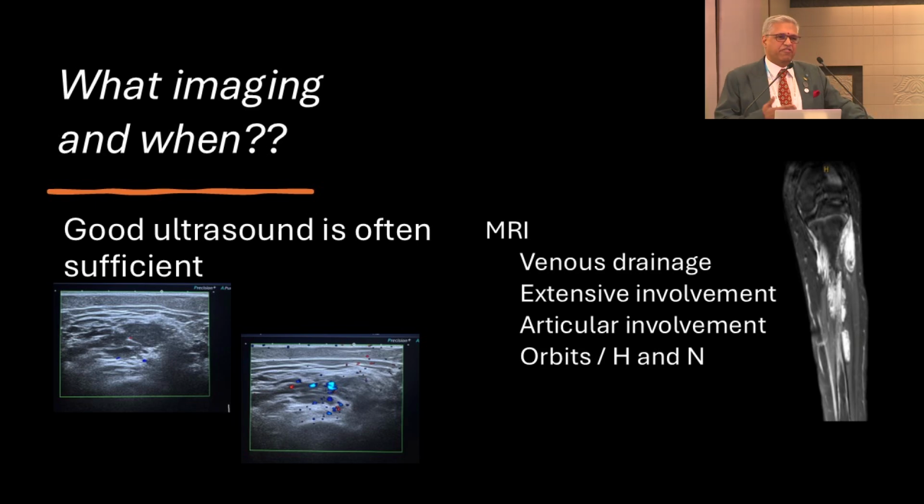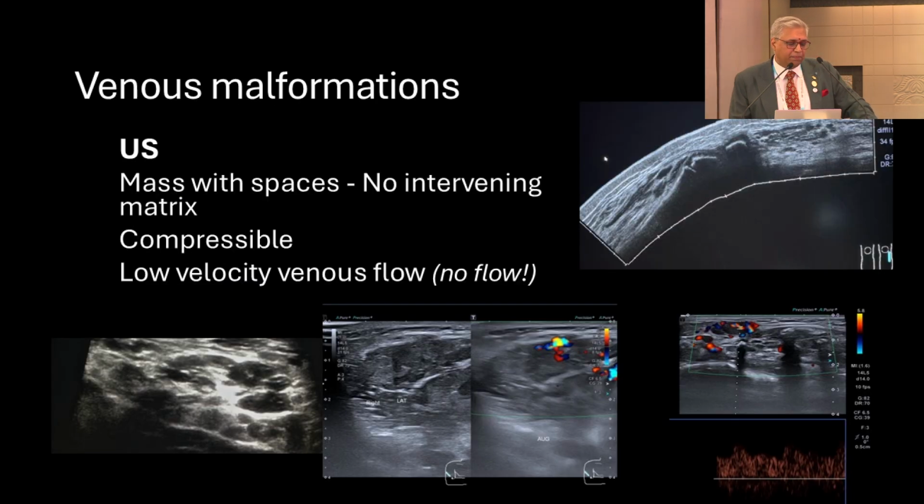Very easy, very cheap, very accessible. What do you find on ultrasound? On ultrasound, you often see well-defined spaces. They are sort of compressible swellings. Most importantly, no intervening matrix.